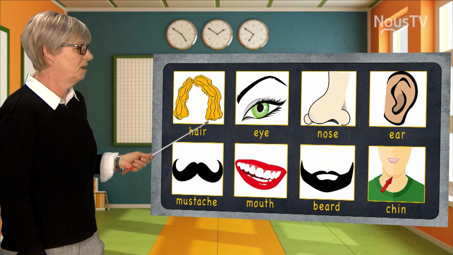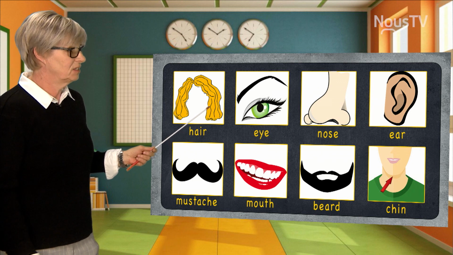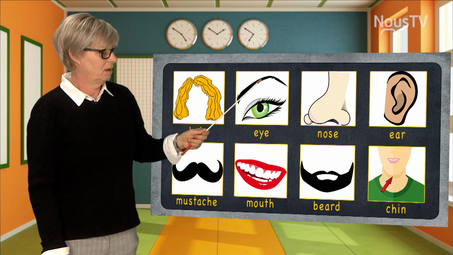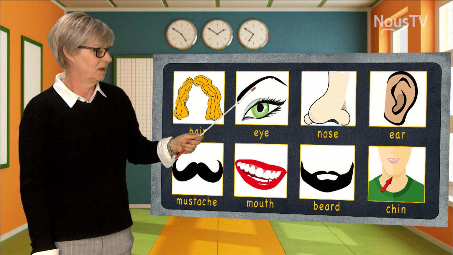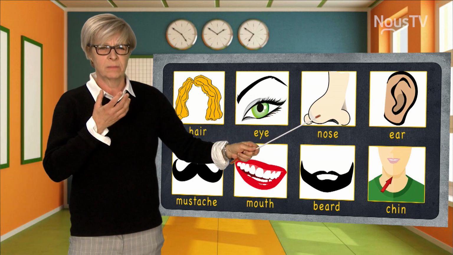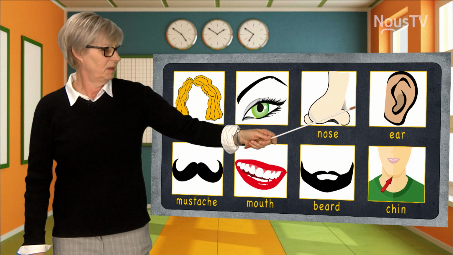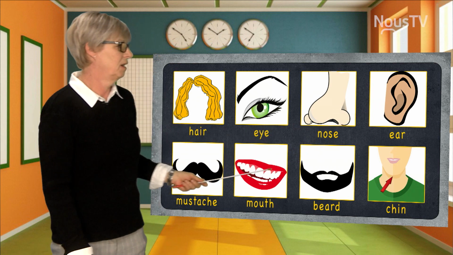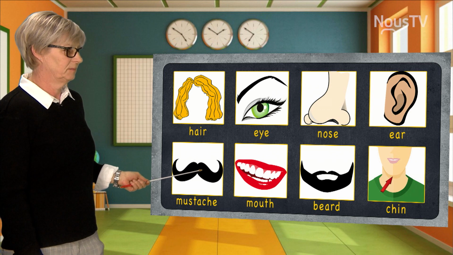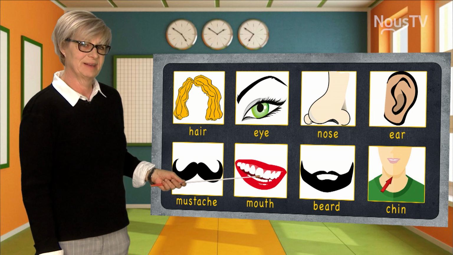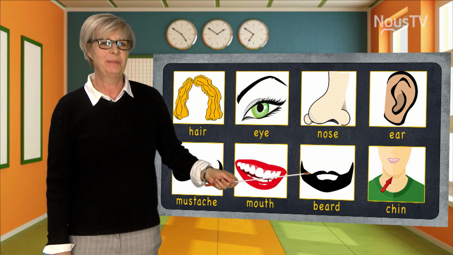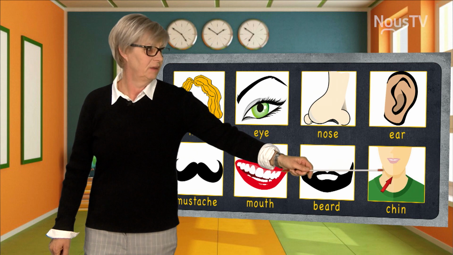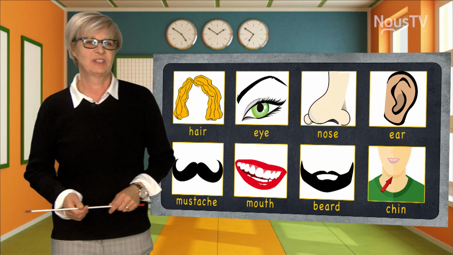So let's look at this one more time. This is your hair. This is blonde hair, like me. These are your eyes, so you can see. On top is your eyebrow. Your nose, so you can smell. Your ears, so you can hear when people speak. A mustache. Your mouth. A beard. And finally, your chin. Let's take off the answers and see how you do.